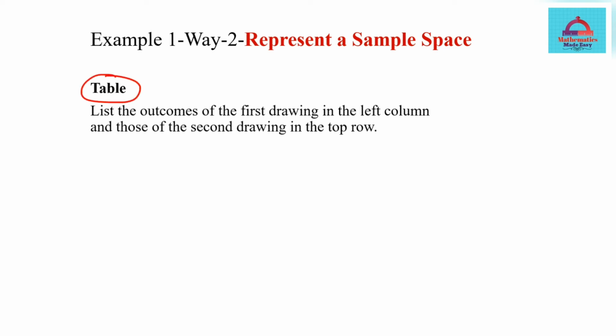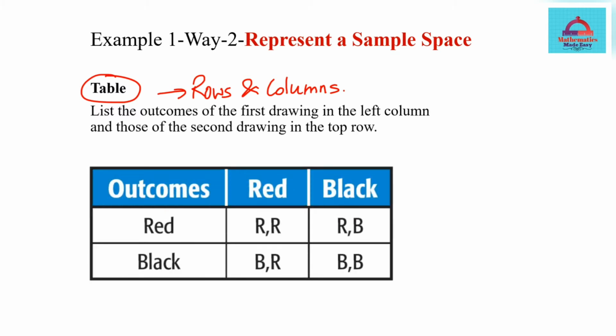So you know a table has rows and columns. So we just list the elements in a more organized way in the form of rows and columns. So the outcomes are going to be: this is red and black. There are two options, again red and black, two options. We are dealing with the first row and the second row. Okay, so if in the first row you get red and in the second also red, then red and red is one possible outcome.